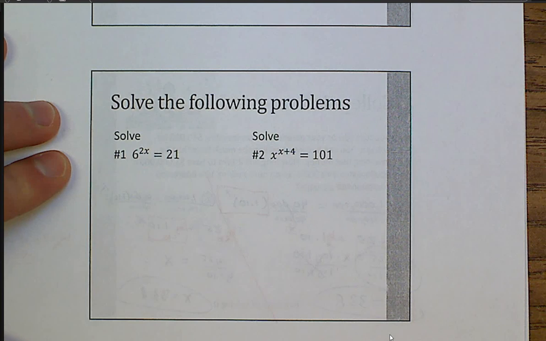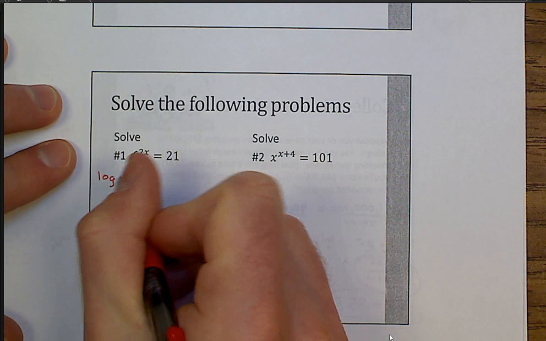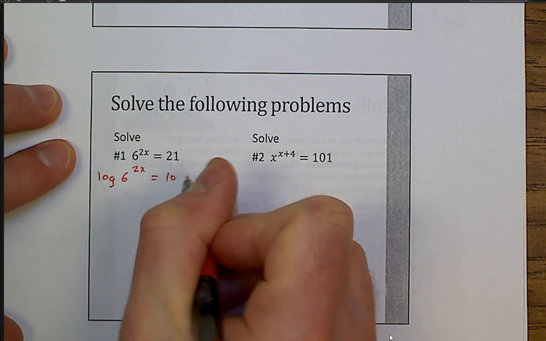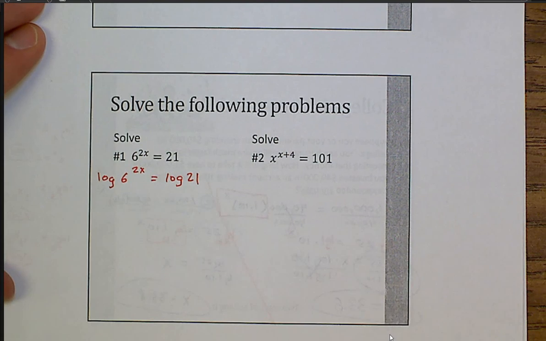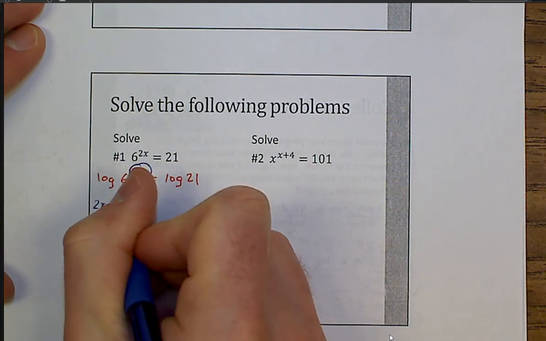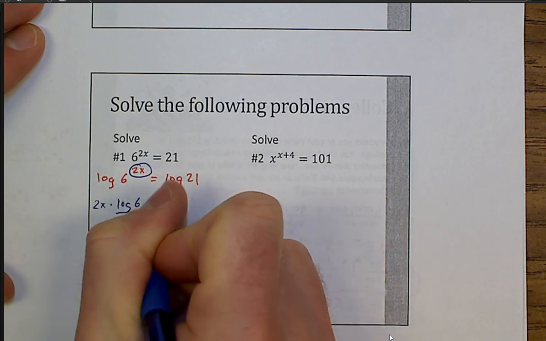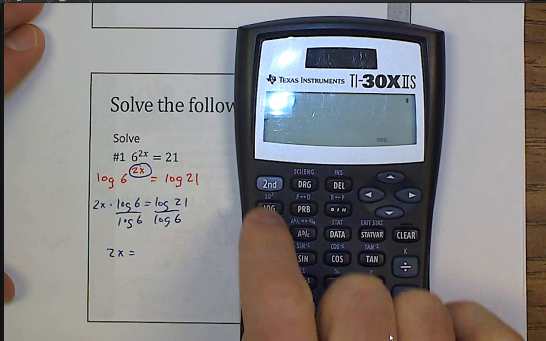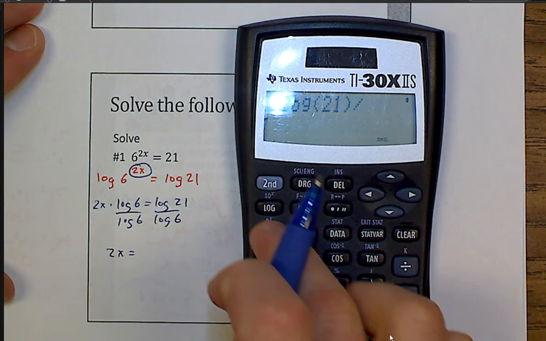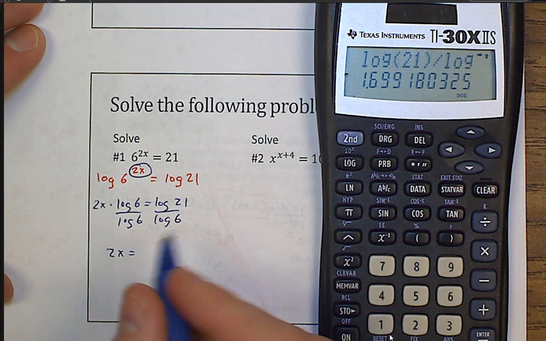Okay, so we're going to solve this one here. If I was doing this problem, the first way you could do it is you could just log both sides. If you just log both sides, then this 2x right here can come out in front. So we'd have 2x times log of 6 equals log of 21, and you would divide both sides by log of 6, and we get 2x equals, we take our calculator out and go log of 21 divided by the log of 6, hit equals, and I get, and we can round here a little bit. Now, actually I take that back.